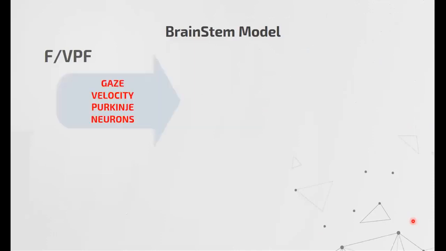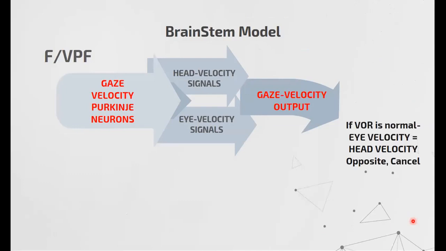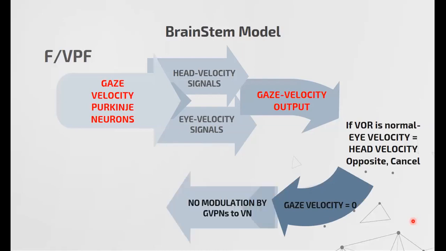Now coming to brainstem model, flocculus also has a different type of neurons, which is gaze velocity Purkinje neurons. They actually monitor the head velocity separately and eye velocity signal separately, and they judge the output. So if the VOR is normal, that means the head velocity and the eye velocity are equal and in opposite direction. So eventually they cancel, and the gaze velocity output is zero. So there is no modulation done by the gaze velocity Purkinje neurons. And this signal is transferred to the vestibular nucleus.